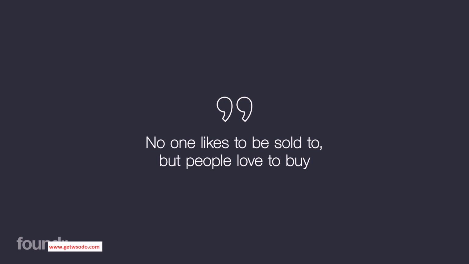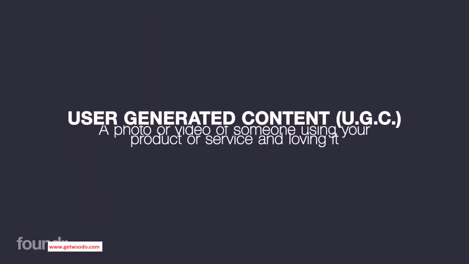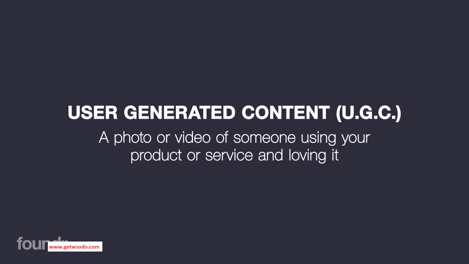So let's jump right in. I'm just going to go through, to start with, different types of user-generated content and money posts and what they look like, and how you can start to generate and create and get your own. So user-generated content or a money post is effectively a photo or a video of someone using your product or service and loving it, or showing the transformation of your product or service.